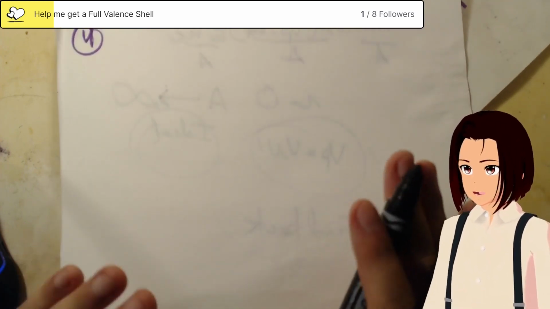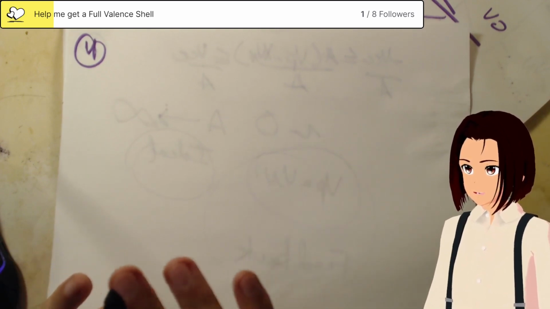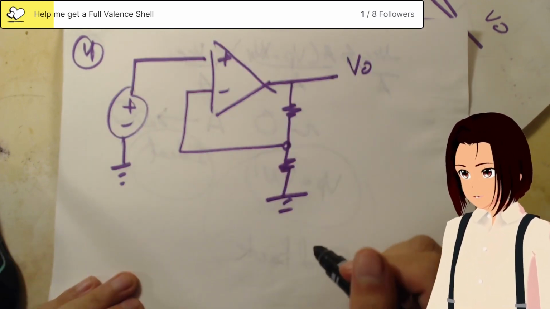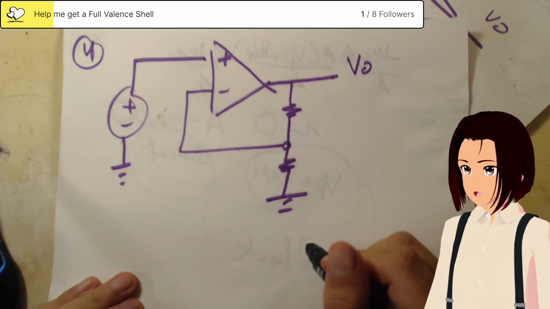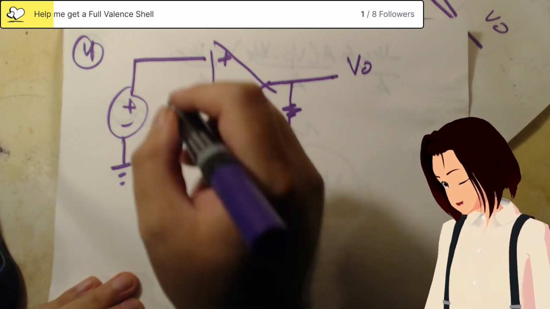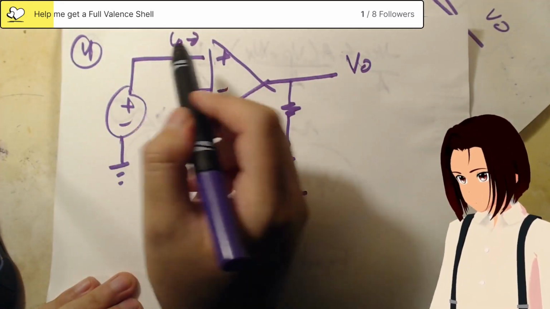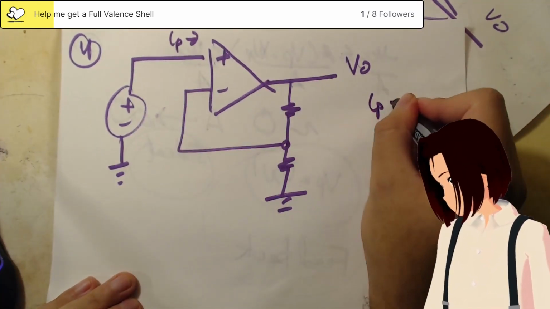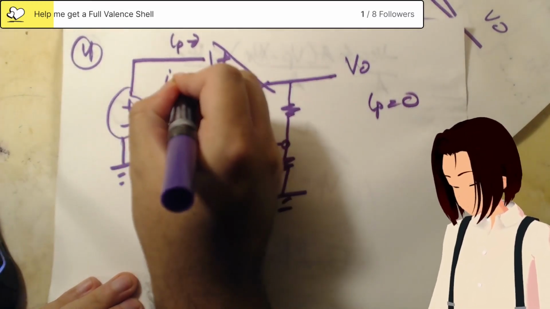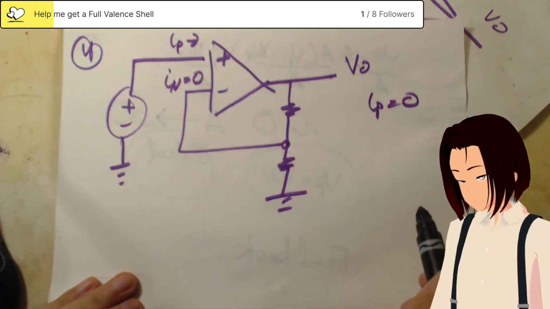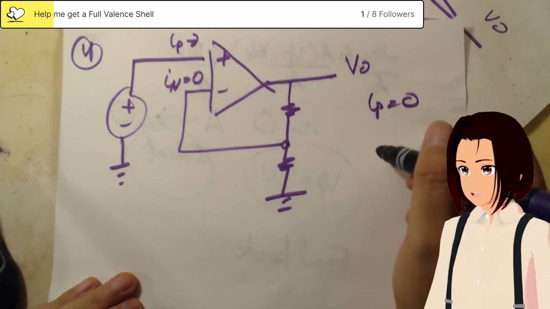I'm going to show you this one example, and after you get this one example down, you're going to be like a pro. Circuit configuration. Now, what is VO? So now we have IP, and IP is 0. And we have IN, and IN is 0 too, because it has to be 0. So how do we find the output?